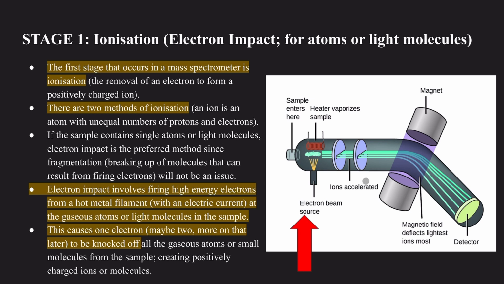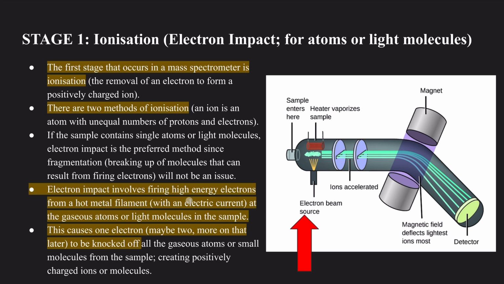And the reason why atoms lose or gain electrons is because they seek to obtain a stable outer shell of electrons, and we'll discuss this in the bonding topic in the future, right? So if the sample contains single atoms or light molecules, electron impact is the preferred ionization method. The reason for this is because fragmentation is not really an issue, and fragmentation is the breaking up of molecules into smaller molecules, right? And that's only really possible when we have large molecules. But when we have small molecules or single atoms, that's not really going to be an issue, right? So electron impact is perfectly suitable for ionization of atoms or light molecules.